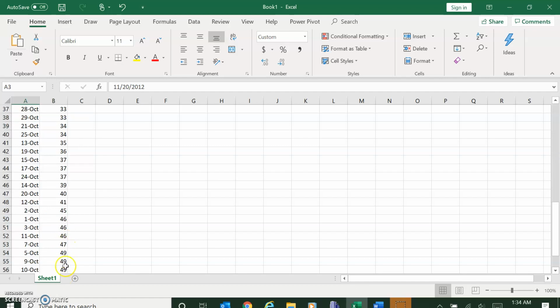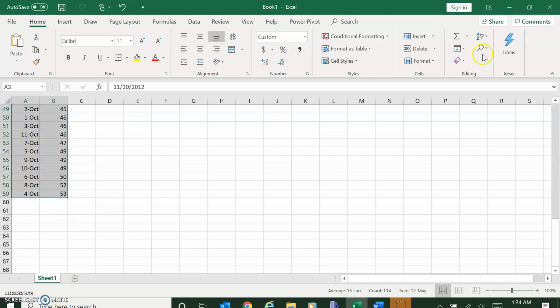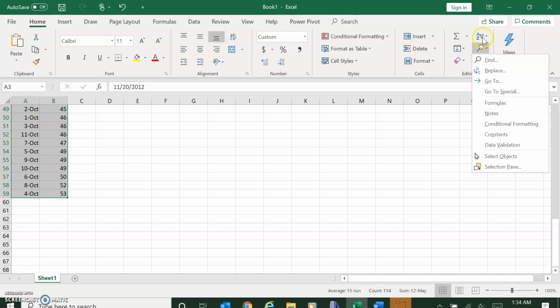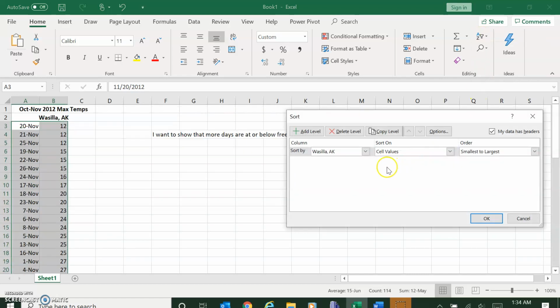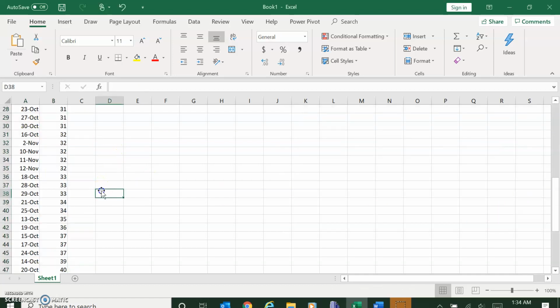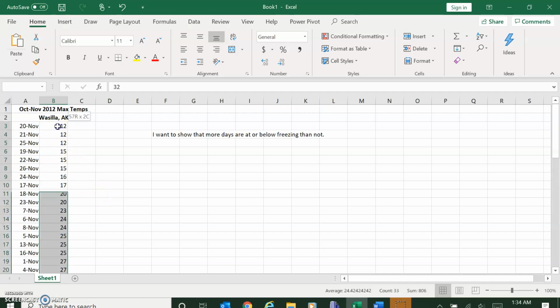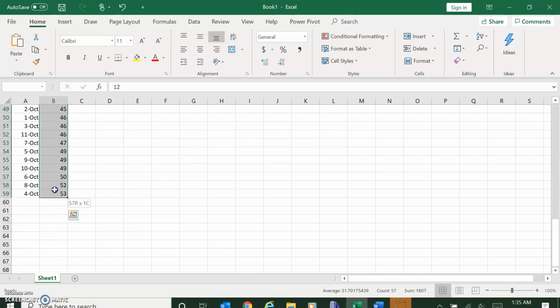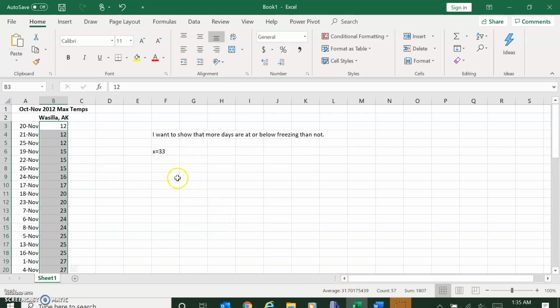I went through and highlighted all my data, and I sorted it up here, custom sort. I sorted the second column, the one with the temperatures, from smallest to largest to make this easier. So freezing is 32 degrees, so I want to include 32. I said at or below freezing. So I can look down here and see there are 33 days that are at or below freezing. And if I highlight all my data, you can see down here I had 57 total.